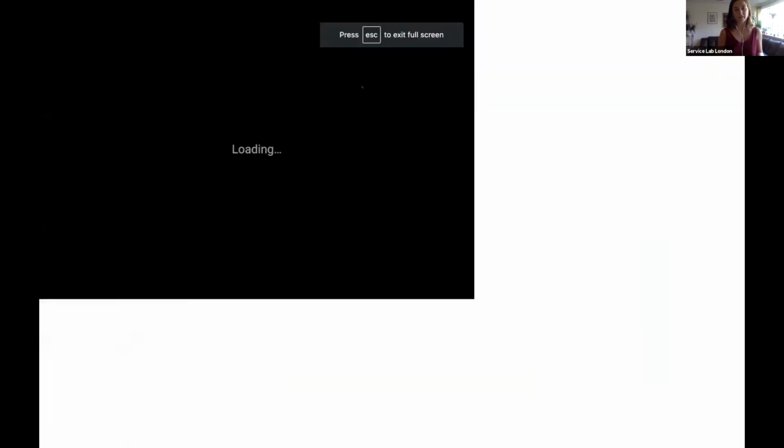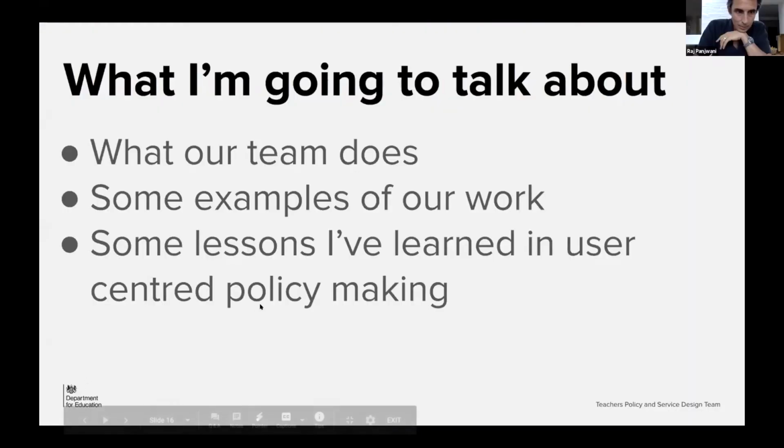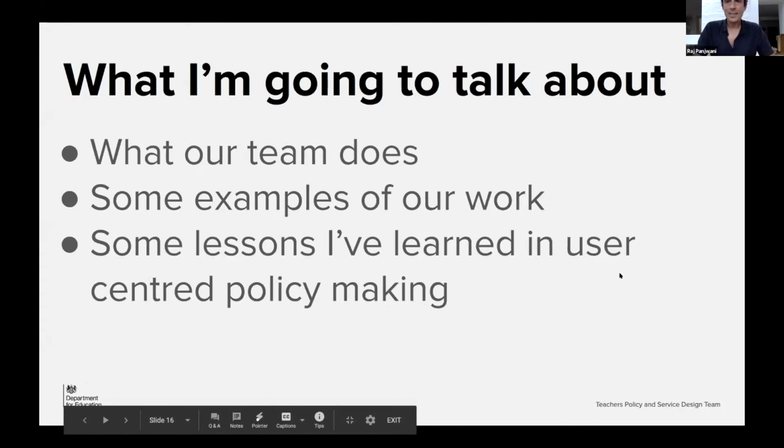The next speaker, we have Raj, who I believe is co-host now and should be able to share your screen. He's going to talk to us about experiences from the front line of user-centered policymaking. Over to you. That old mistake of being on mute. Yes, hello. How do you all do? Thank you very much for having me.